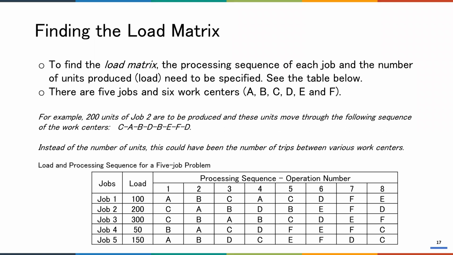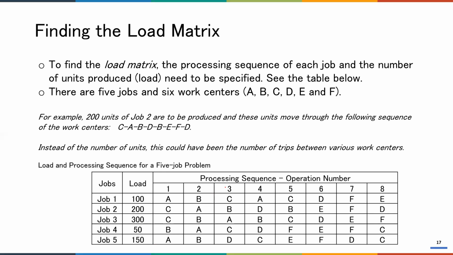So how we actually construct or find the load matrix. For example, this time we have 5 jobs. I will explain how we can make the load matrix if we only have the sequence and number and then the total product that they need. So for this one, we have 5 jobs. Job 1 with the load 100, job 2 with 200, job 3 with 300, and so on.